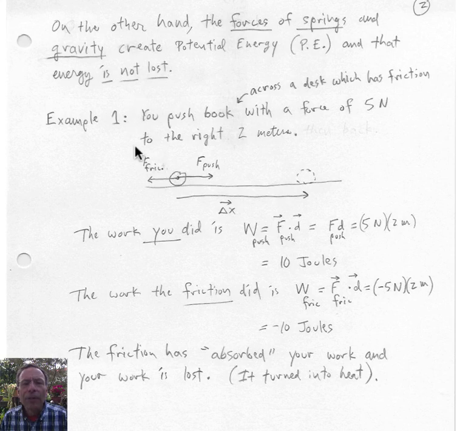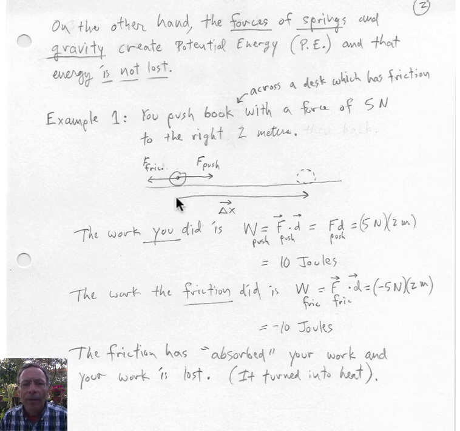All right, so the first example will involve friction. You push a book across a desk, and it has friction. So you're going scooch, scooch, scooch, scooch, and there's this rubbing going on between the book and the desk, and that causes heat to be formed.